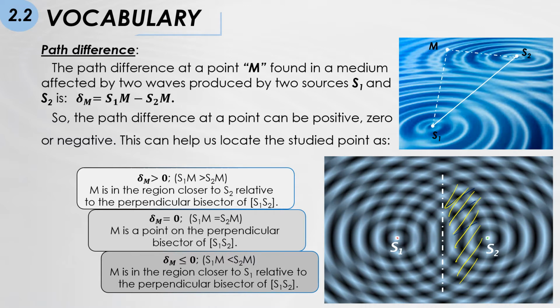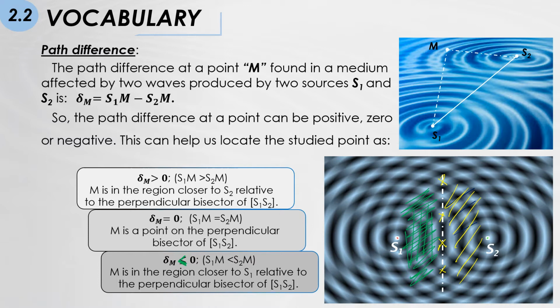If delta M is 0, that means S1M equals S2M, then we're going to obtain the perpendicular bisector. So point M is going to be somewhere here. I'm also marking this with yellow. In the last scenario, let's choose green. If delta M is negative, by the way, this should be strictly negative, it's a typo, okay? Then S1M is going to be less than S2M. Therefore, the point you are studying is within this region, which is almost greenish in color, okay?